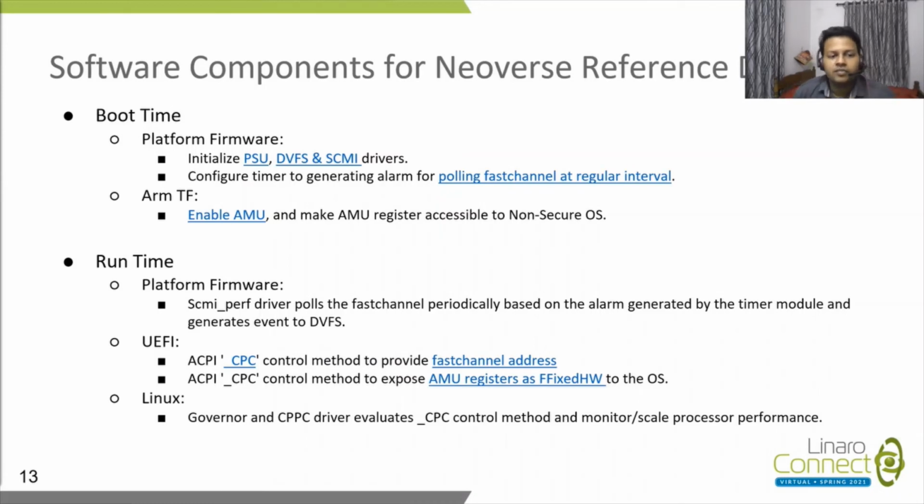On the Linux part, it is majorly the governor and the CPPC driver, which evaluates the CPC control method under the core. And the kernel needs to monitor and scale the performance accordingly based on the entries provided in the ACPI table.